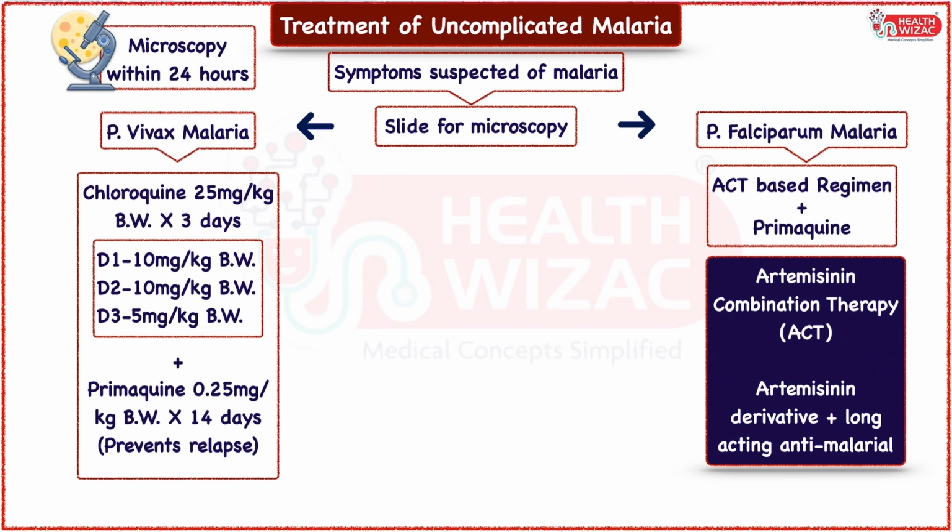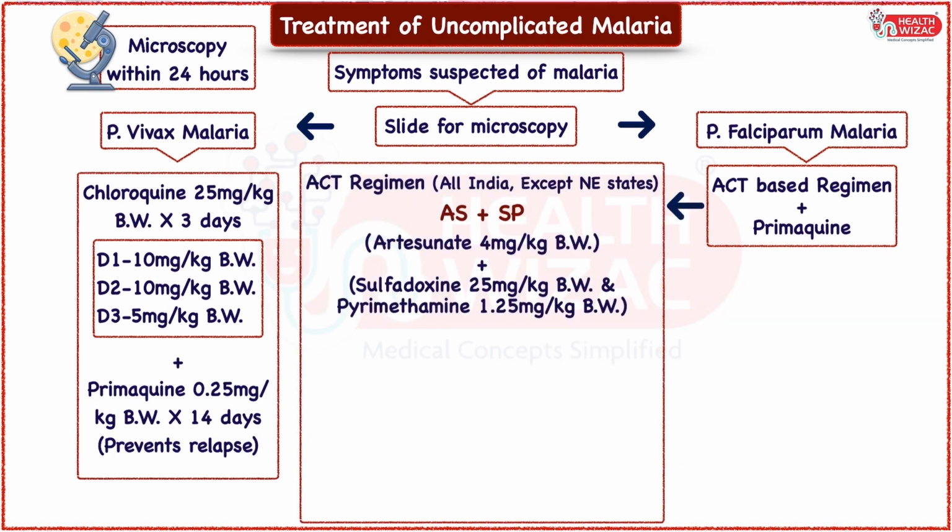The recommended ACT regimen is as follows. In all of India, except the northeastern states, the recommended ACT regimen is AS plus SP, which includes artesunate in a dose of 4 mg per kg body weight, along with sulfadoxine in a dose of 25 mg per kg body weight, and pyrimethamine in a dose of 1.25 mg per kg body weight. The dosage is as follows.